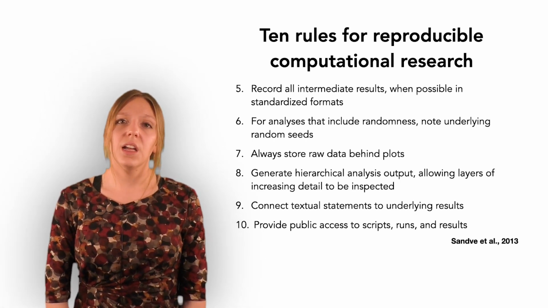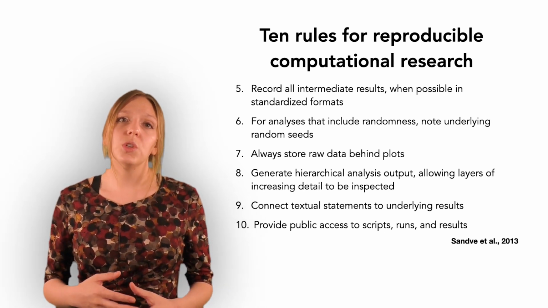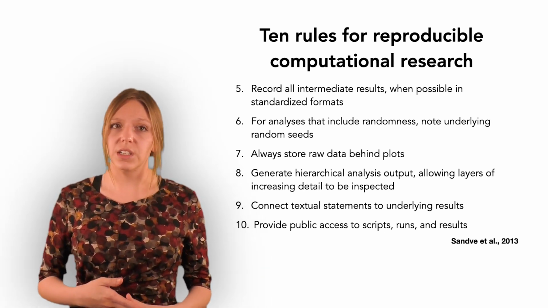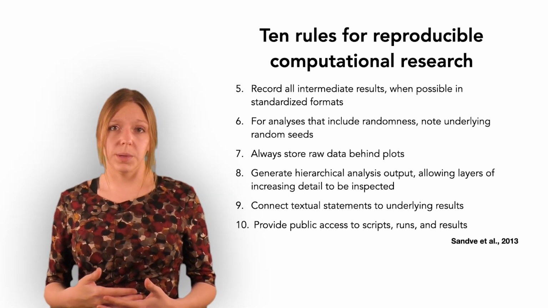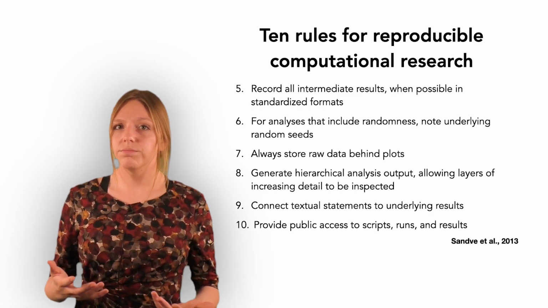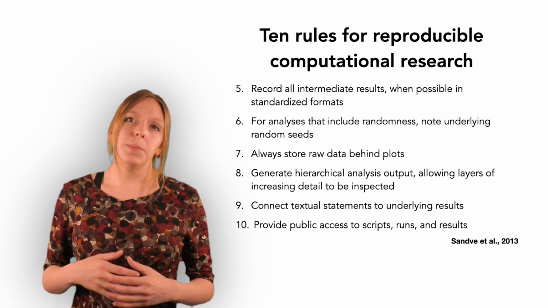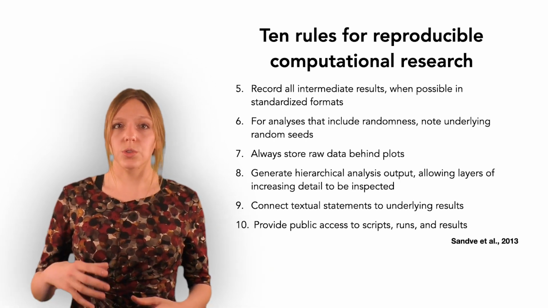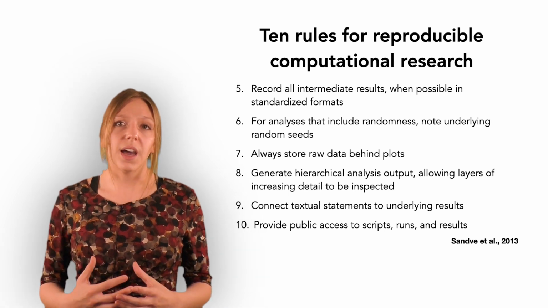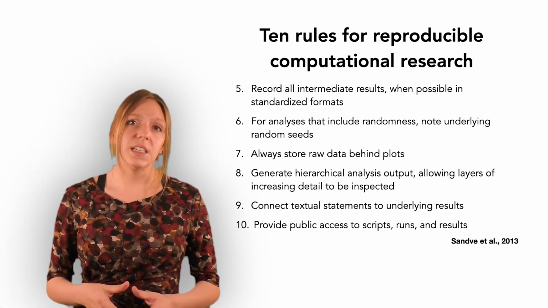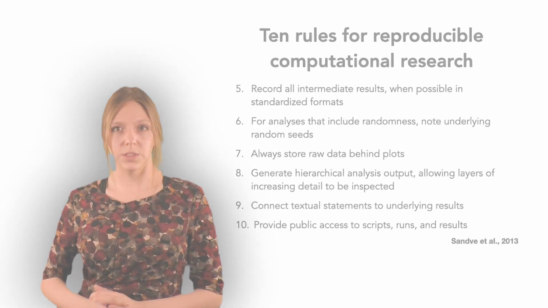Rule number 10, provide public access to scripts, runs, and results. As a minimum, you should provide the data and source code that are needed to reproduce the results you report. You can provide them as supplementary materials along with your paper, or provide the link where they are hosted. It is even better if you provide public access not only to your scripts and results, but also to your runs, meaning any information on how running your script went. For instance, it can include things like running time and outputs of intermediary steps before final results.